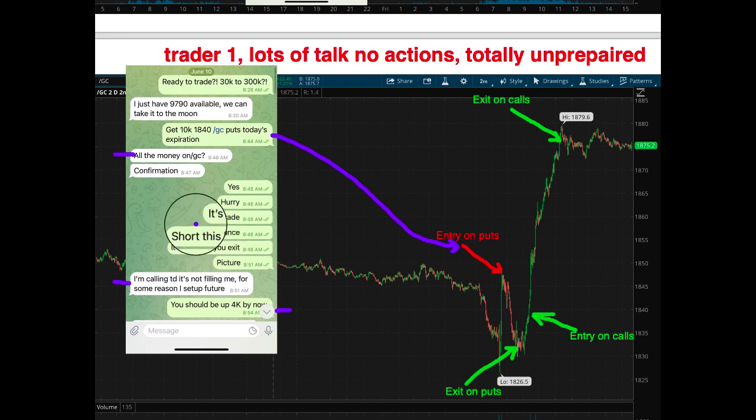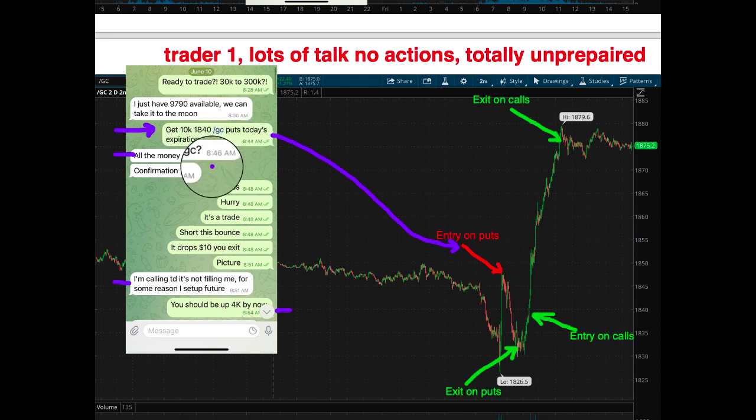So trader one, as you can see, I sent a message, hey, get 10K of 1840 gold puts, and I'm telling him to do it right here. So notice what the guy says. Apparently he's saying, I've got $9,700 available to trade. I'm like, okay, I'm giving him the trade. Get 10K of 1840 gold puts. And notice what he's doing.